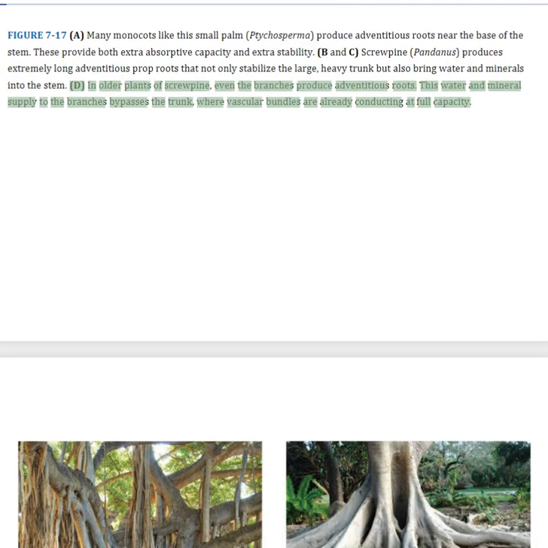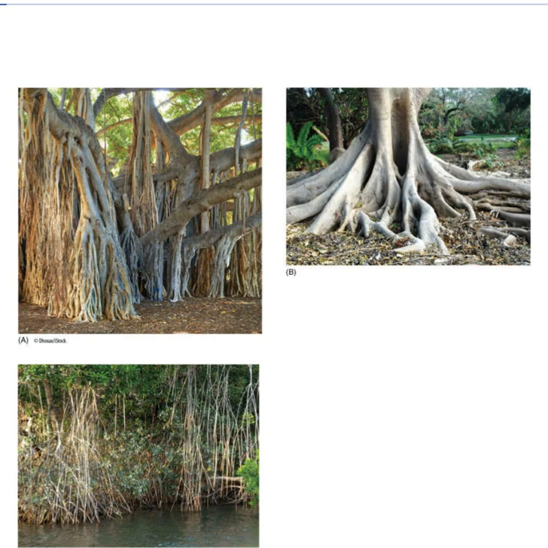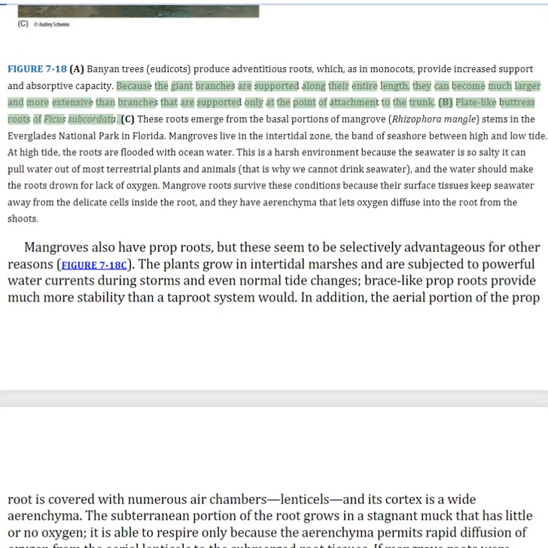In older plants of screw pine, even the branches produce adventitious roots. This water and mineral supply to the branches bypasses the trunk, where vascular bundles are already conducting at full capacity. Figure 7:18. Banyan trees produce adventitious roots, which, as in monocots, provide increased support and absorptive capacity. Because the giant branches are supported along their entire length, they can become much larger and more extensive than branches that are supported only at the point of attachment to the trunk.